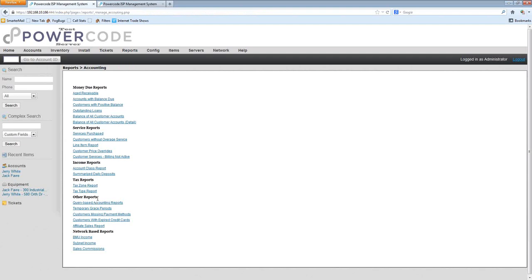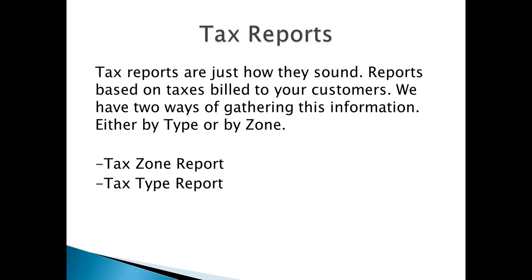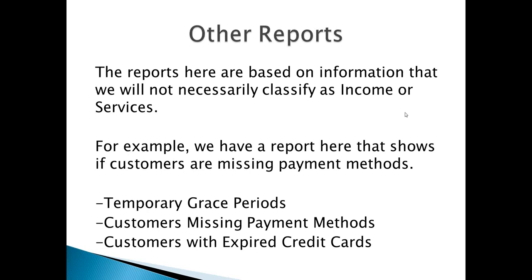The next reports we'll look at are going to be our other reports. So we'll talk about what those consist of. The reports here are based on information that we will not necessarily classify as income or services. For example, we have a report here that shows if customers are missing payment methods. So the reports we'll cover here are temporary grace periods, customers missing payment methods, and customers with expired credit cards. So all good information to have.